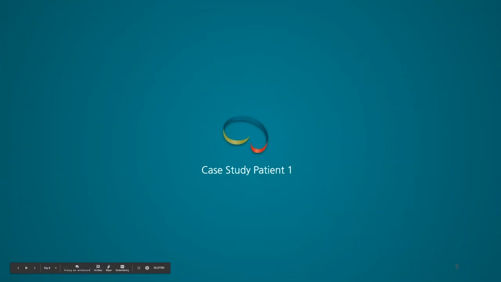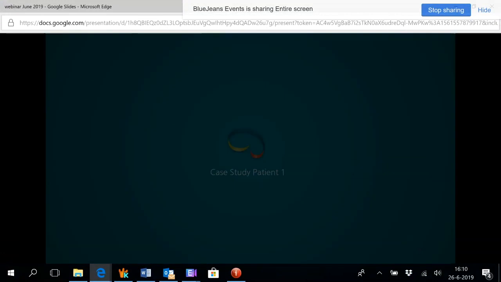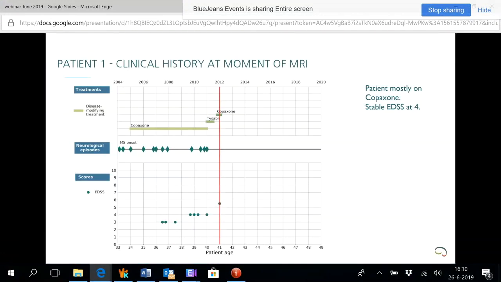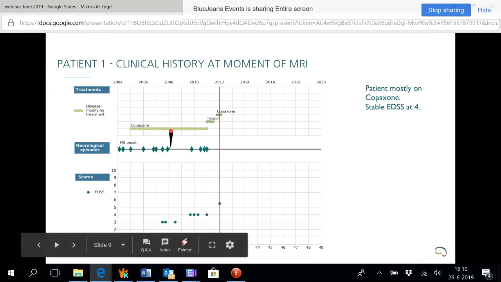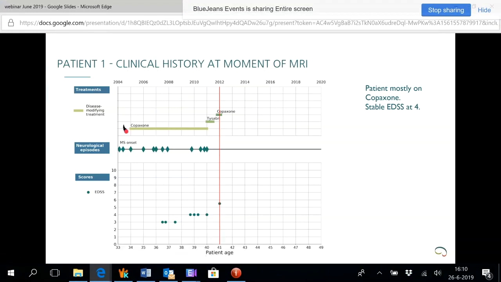The first case study is a man born in 1972. As you can see on the top part of the screen, this is data listing the therapies that this person was on, which was mainly Copaxone. Here you see the neurological episodes or relapses that this patient suffered. And here you see the EDSS scoring.